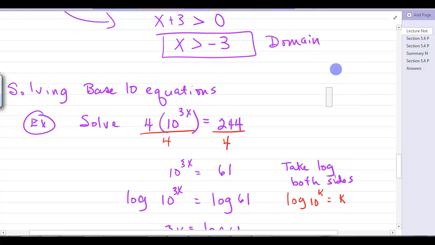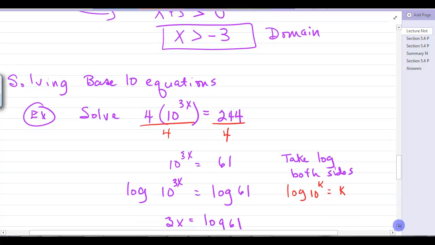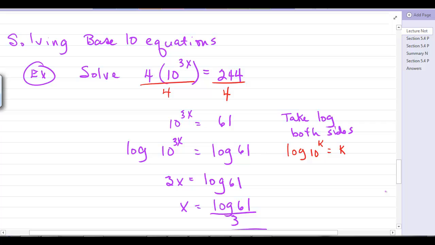All right, if you're solving base 10 equations, here's what you start with: 4 times 10 to the 3x equals 244. First thing, isolate this expression. So divide both sides by 4, and then that would make that go away and that go away, and you would do the dividing. So then you have 10 to the 3x equals 61.